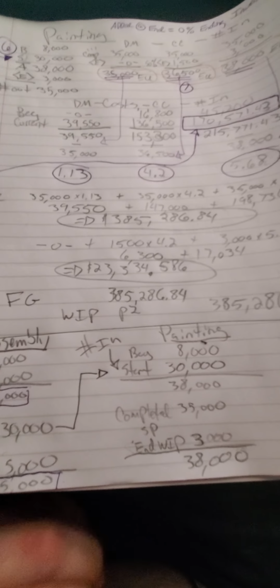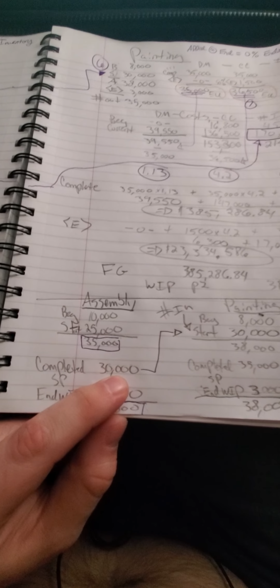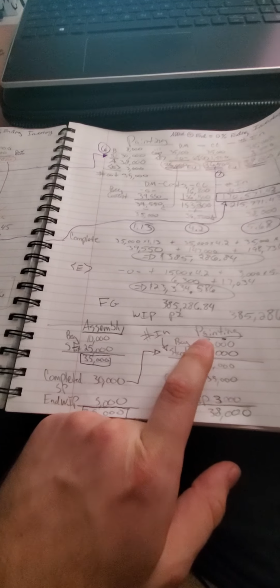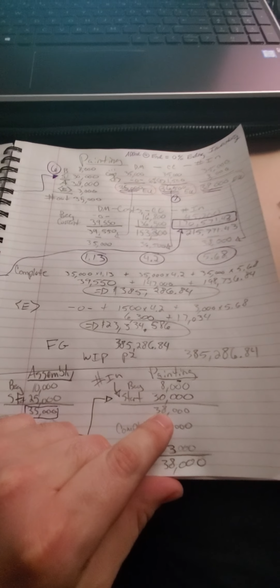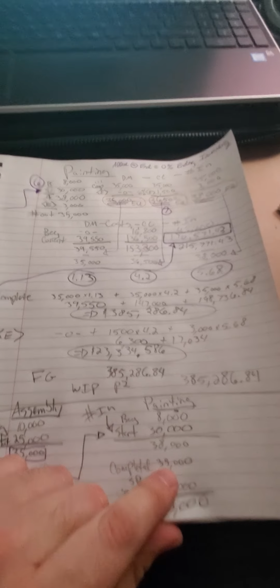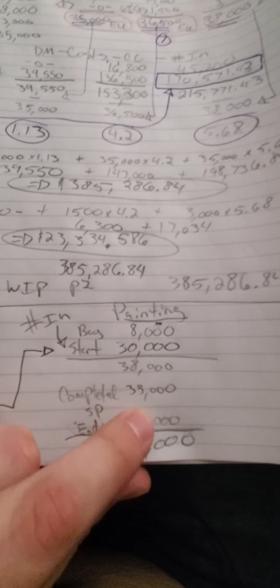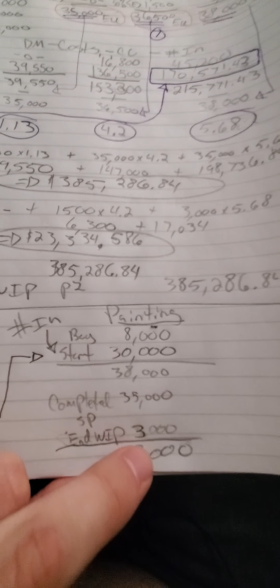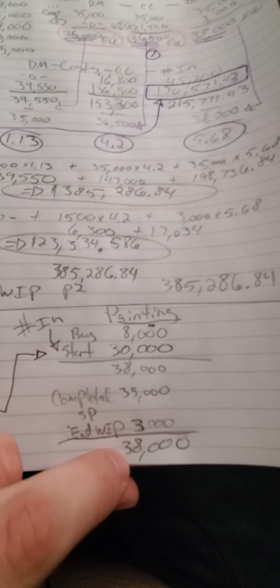And then for the painting assembly, this completed will be the transferred in, which will be 30,000. And then for painting they give you the 8,000, and then it's 38, and then I believe they give you the completed amount again. Yeah, that 35 right there. So once they give you the completed amount, you can use that, and then you only have an ending WIP to find because this number has to match this number.